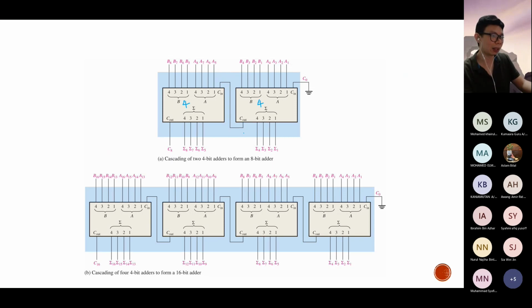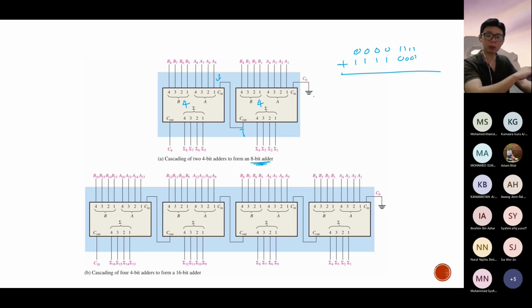Take a look at the carry out. It goes into the carry in of another 4-bit adder, and now we form an 8-bit adder. Which means these two adders can add 8-bit numbers. So you can do this addition now, for example with 0, 0, 0, 0. Because these are 8-bit numbers, right? Previously with 4-bit numbers, you could only do this part of the operation, but now you can do more.